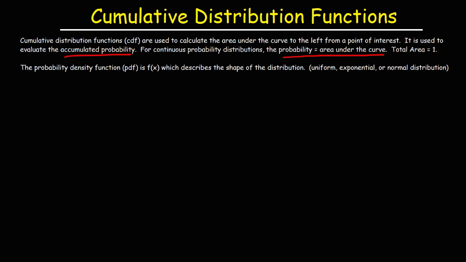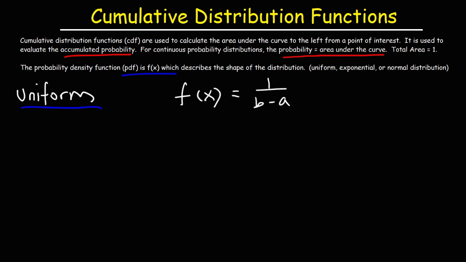Now, probability density functions are different from cumulative distribution functions. The PDF, or probability density function, is f of x, and it tells you the shape of the distribution. So for instance, let's say we have a uniform distribution. In this case, f of x will equal a specific number. It's going to be a constant value. F of x is going to be 1 over b minus a for a uniform distribution. It's a number. It doesn't have the variable x in it.